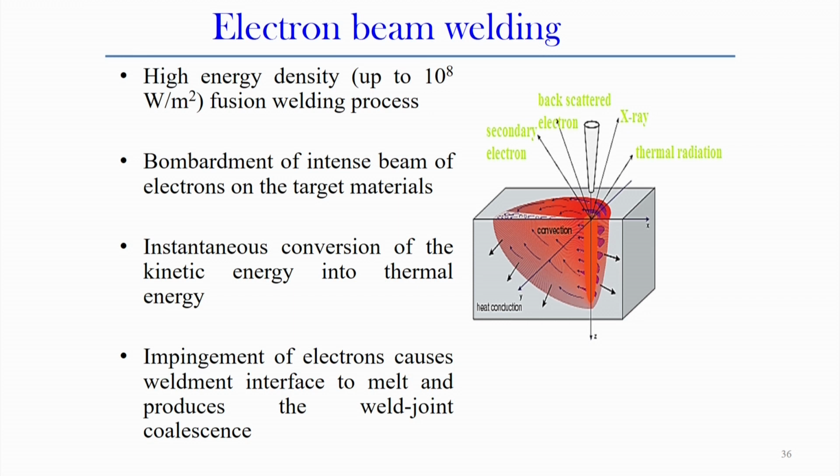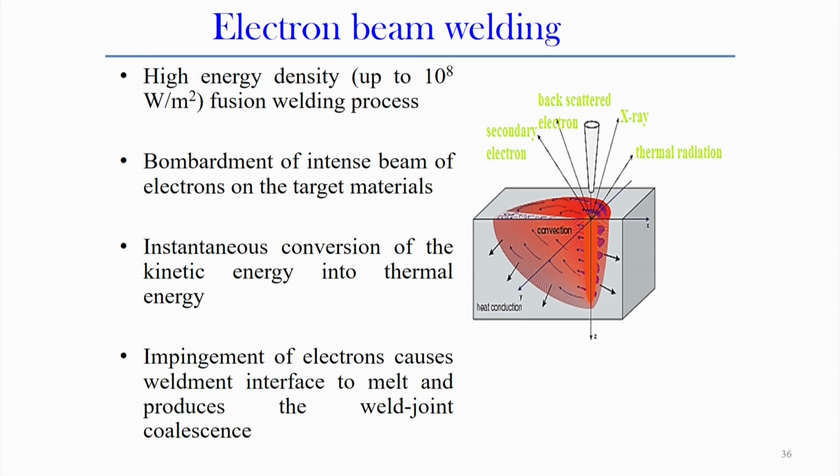So, in this case when it creates the molten pool, due to the bombardment of the electrons on the workpiece surface, there is also some scattering of secondary electrons, and the temperature becomes so high. So, thermal radiation also happens, that is the heat loss through radiation from the molten volume, and it also creates some X-rays. So, there is an X-ray effect in the electron beam welding process, but that was not there in the laser welding process.